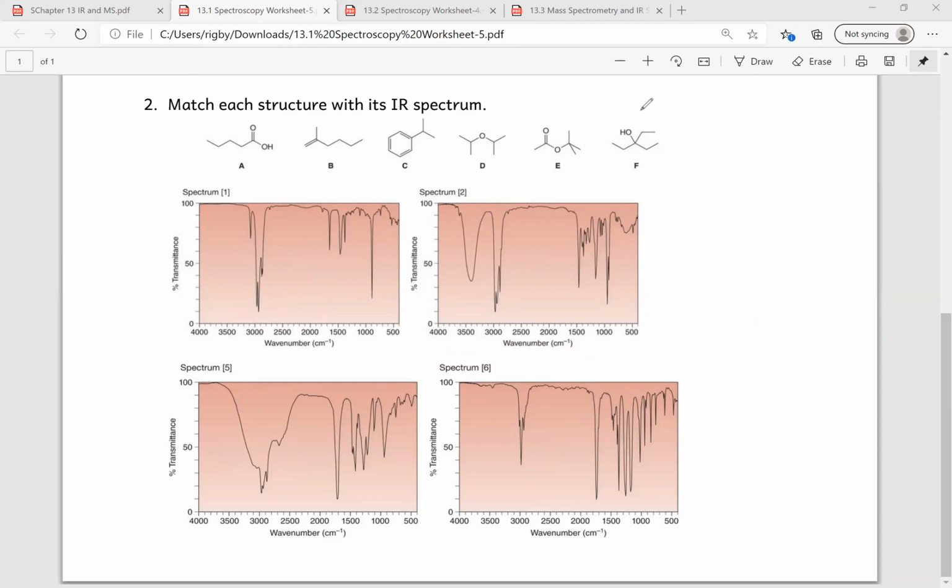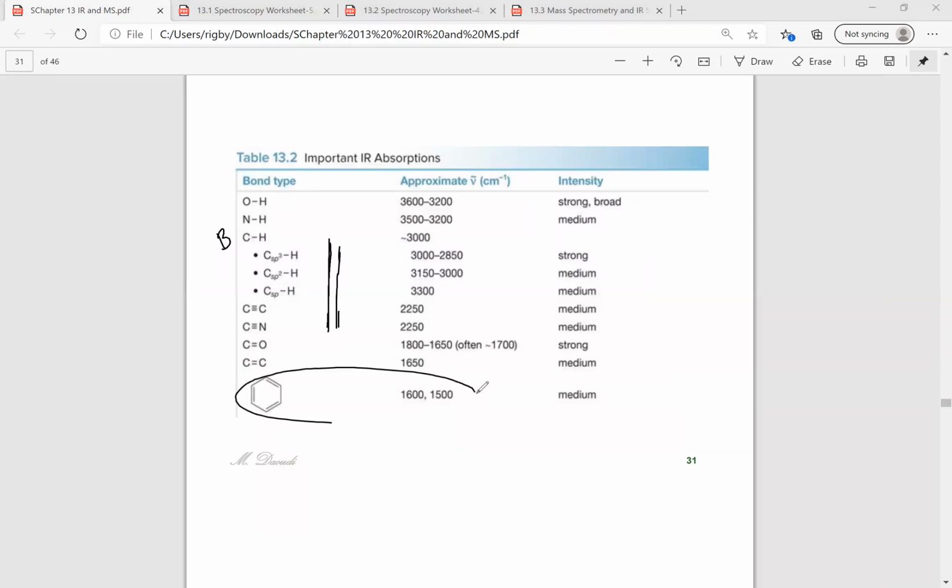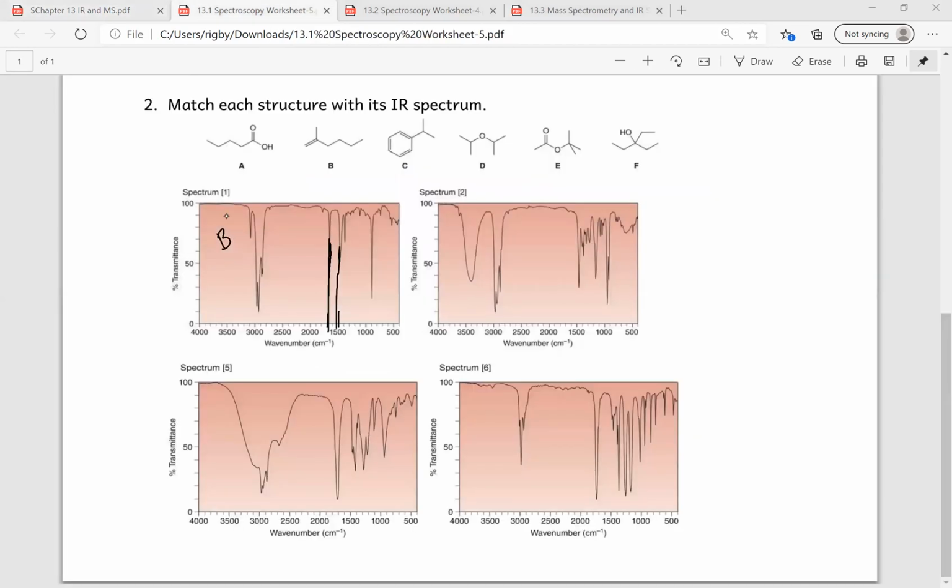Someone asked why the first graph wouldn't be A. You mean B? Yes, this one could be B, but here we have a spike at about 1600 and another at about 1500. If I go back to my table, the phenyl ring is going to show about 1600 and 1500. While this could possibly be B because of this signal, which tells us we have a phenyl group, or an aromatic ring, that's telling me this graph is probably going to be C.